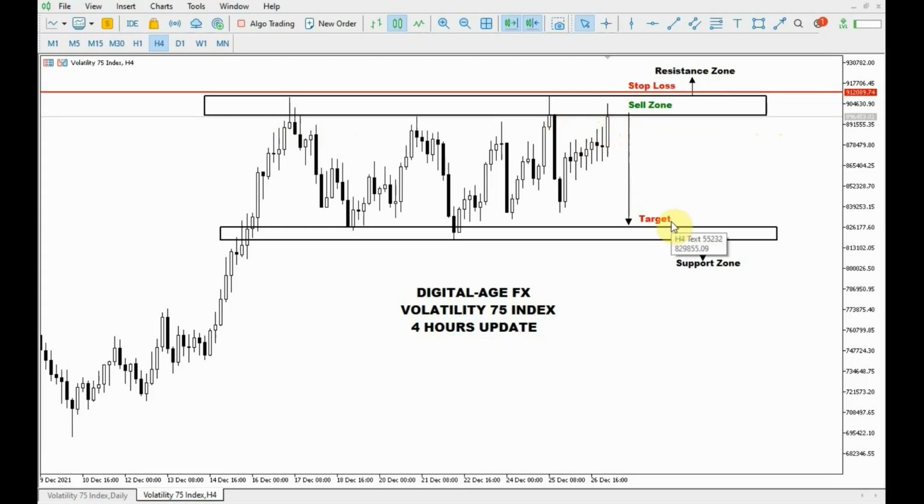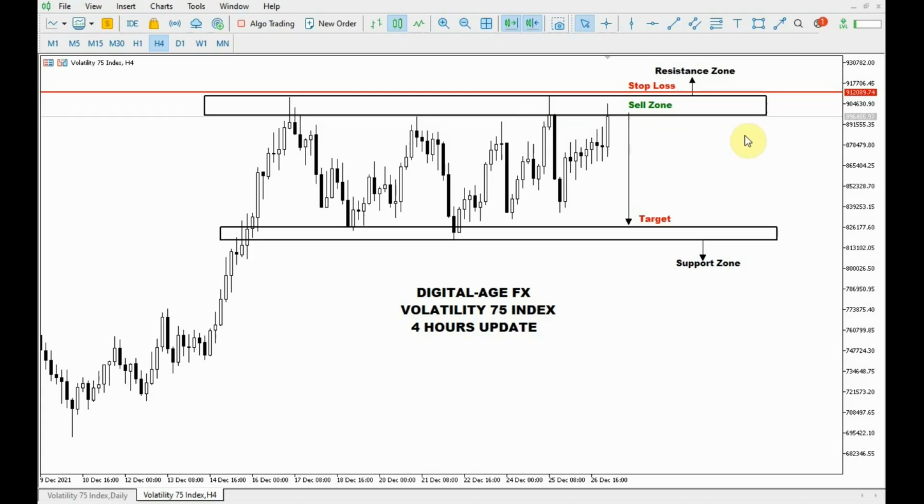So we put our target here, and we actually labeled our support zone. This is our support zone. This is a 4-hour time frame, as you can see. So once you enter here, you set your stop loss just above, outside our resistance zone. So this will enable you to know the market direction and the market movement.